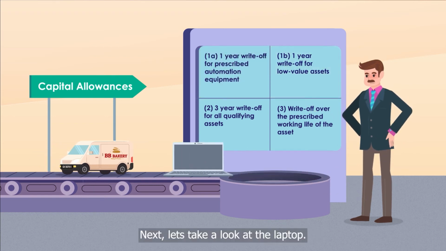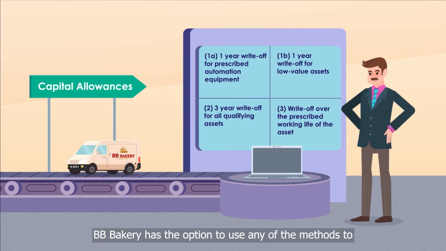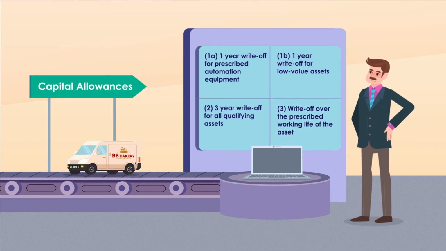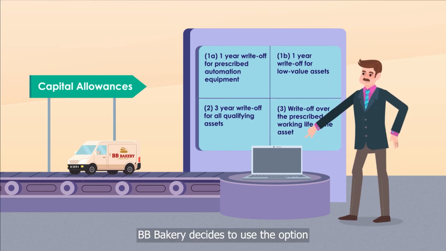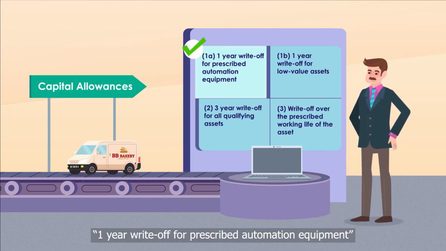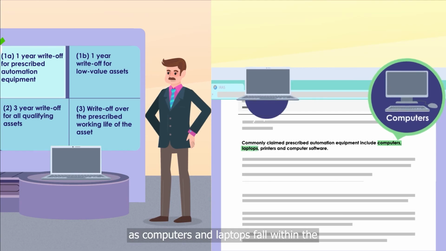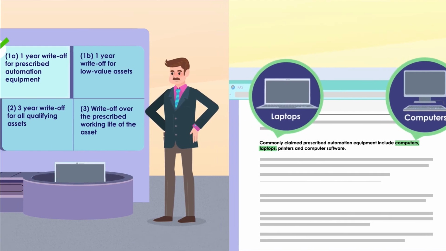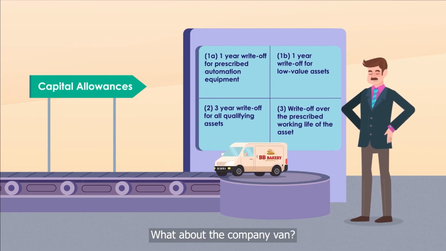Next, let's take a look at the laptop. BB Bakery has the option to use any of the methods to claim capital allowances on the laptop. BB Bakery decides to use the option 1-year write-off for prescribed automation equipment, as computers and laptops fall within the prescribed automation equipment list. What about the company van?